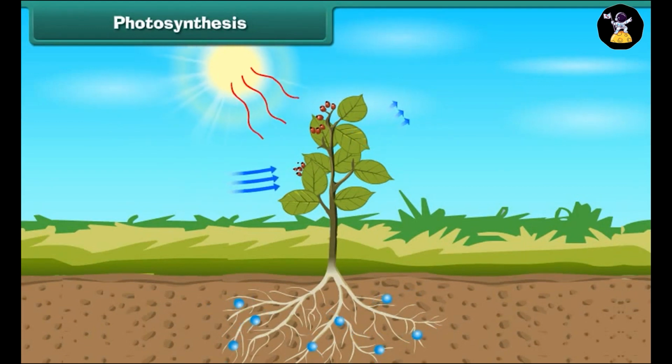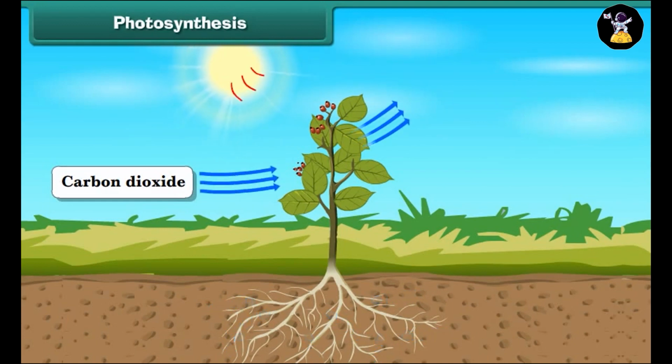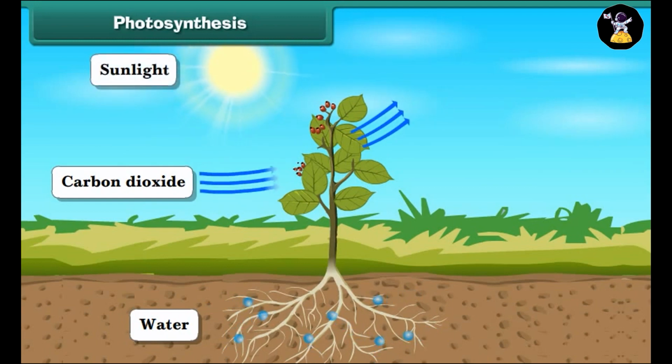Plants make food in their leaves by means of a process called photosynthesis. Leaves of a plant prepare food by converting the carbon dioxide absorbed from air and water absorbed from soil into glucose in the presence of sunlight. Oxygen is released during photosynthesis.